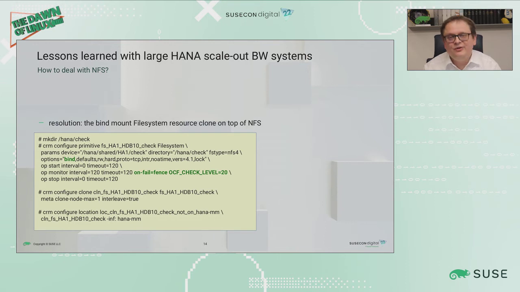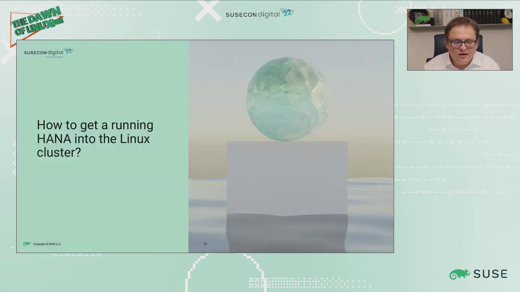And the second thing that you have to do is to use on-fail set to fence, because then whenever the NFS share is not writable or accessible anymore, the cluster will initiate a fencing operation, and this will very soon end in a takeover of HANA, and then the outage is as small as it can be. Good.